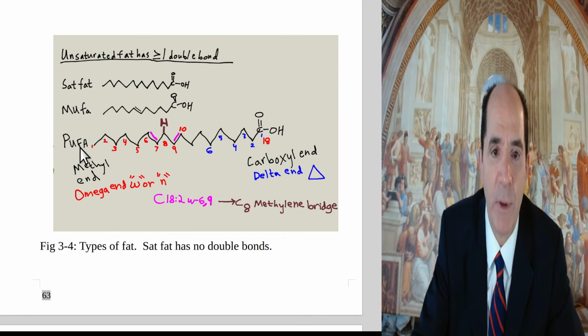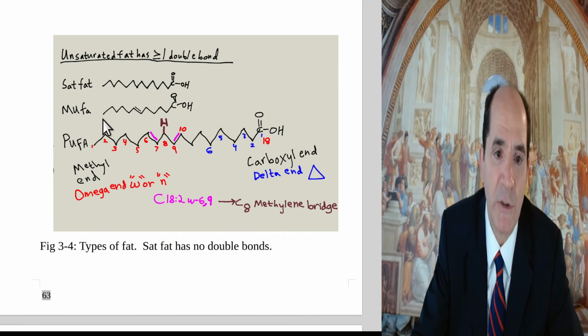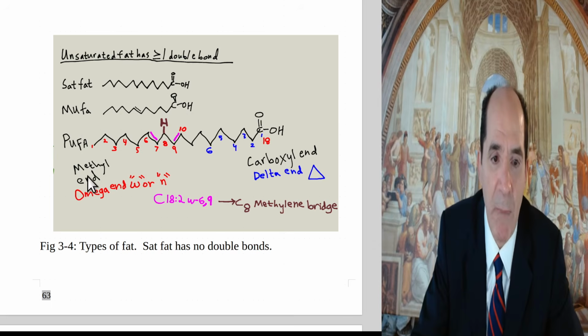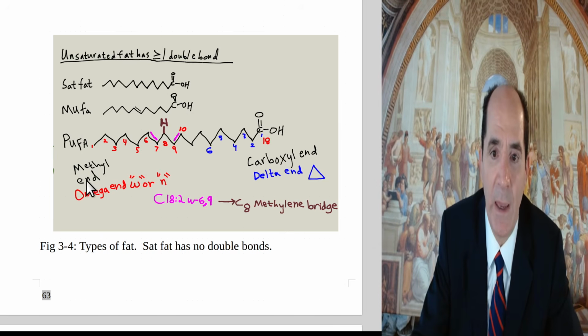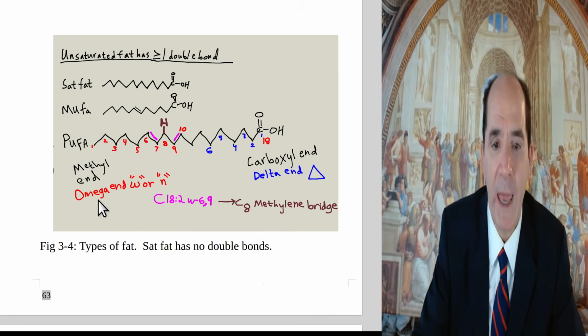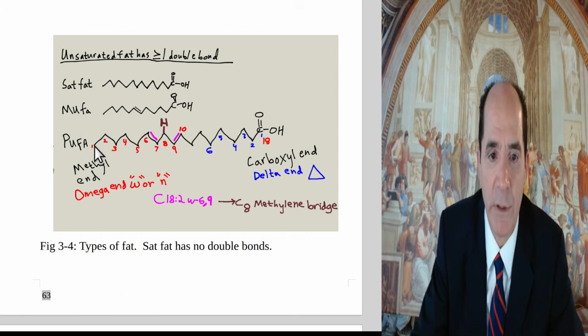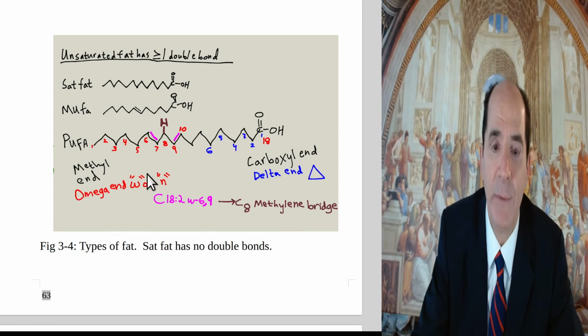You count from this end, which is the carboxyl end of a fatty acid. A fatty acid is a carboxylic acid, okay? This is the methyl group at the end, the CH3 group. It's also called the omega end, or the W end. And you just count from this carbon to describe the position of the double bond. So this is 1, 2, 3, and omega-3 would have the double bond here. 4, 5, 6, so the double bond's right here. So this is an omega-6 fat, okay?